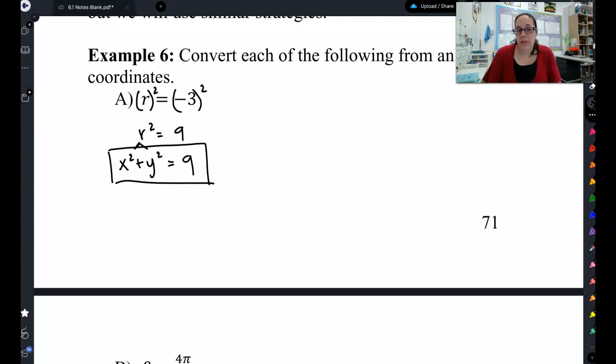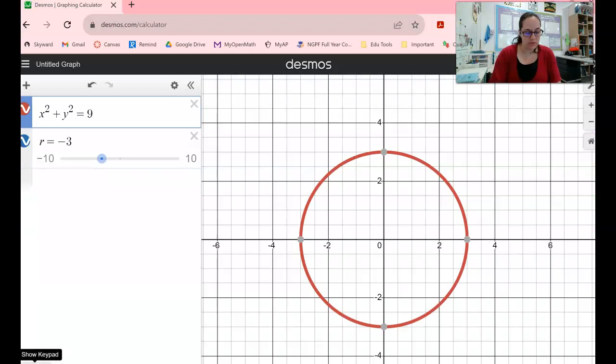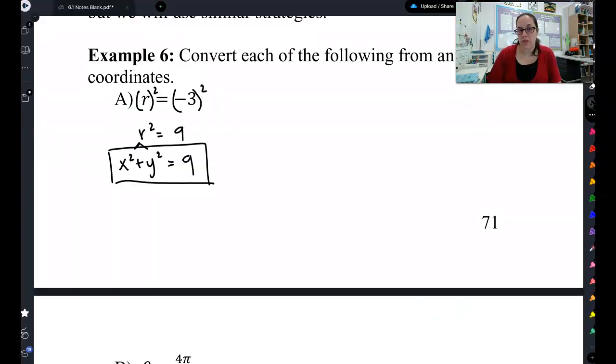And if you want to see that these are the same thing, we can look at Desmos. So here's Desmos. I have my x squared plus y squared equals 9. There's that circle. And if you look at r equals -3, it is the exact same circle. So they are the same graph. One is just using x's and y's, the other is using r's. And technically thetas, but there's no thetas in this one.